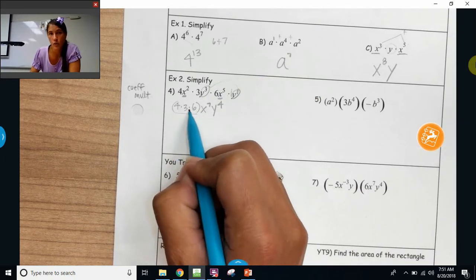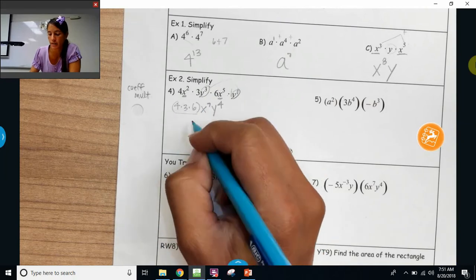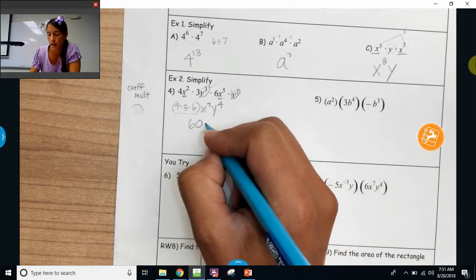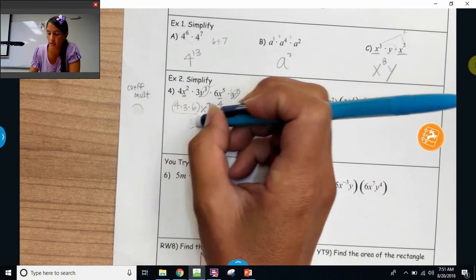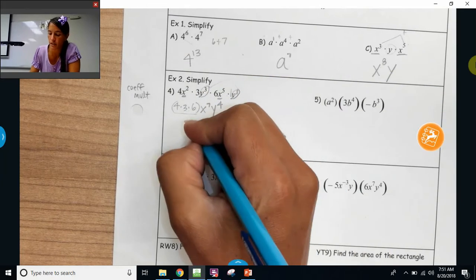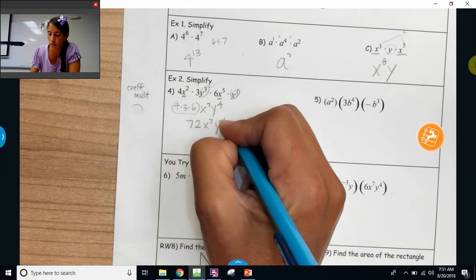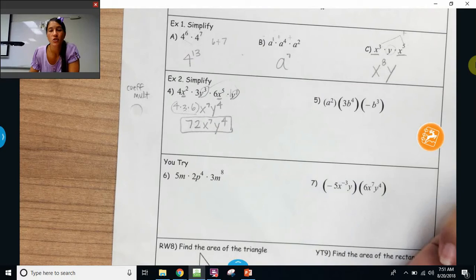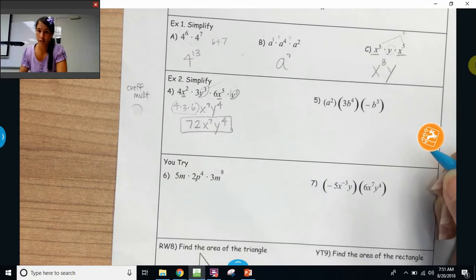4 times 3 is 12. 12 times 6 is 60. And, no. 12 times 6 is not. 12 times 5 is 60. 12 times 6 is 72. X to the 7th, y to the 4th. So if you have coefficients, you're going to multiply the coefficients.